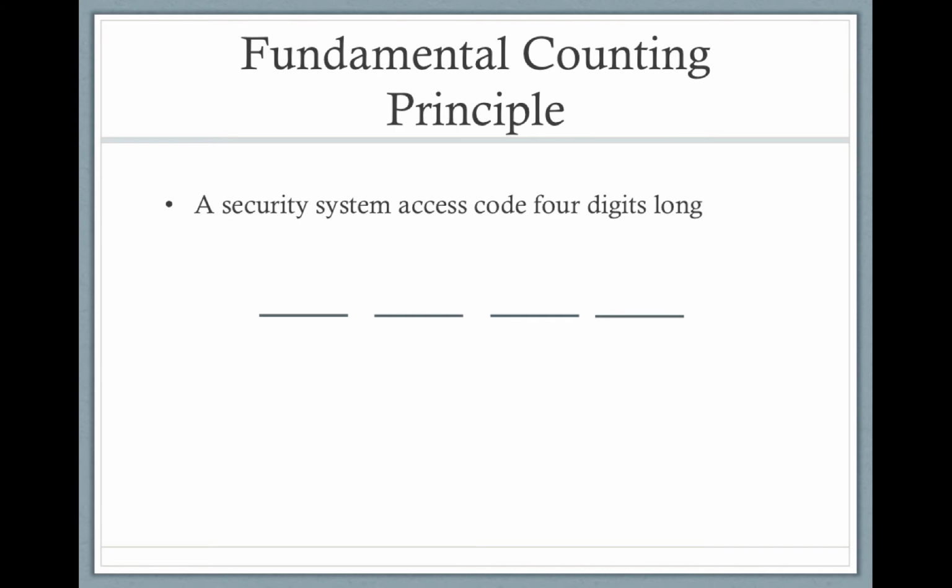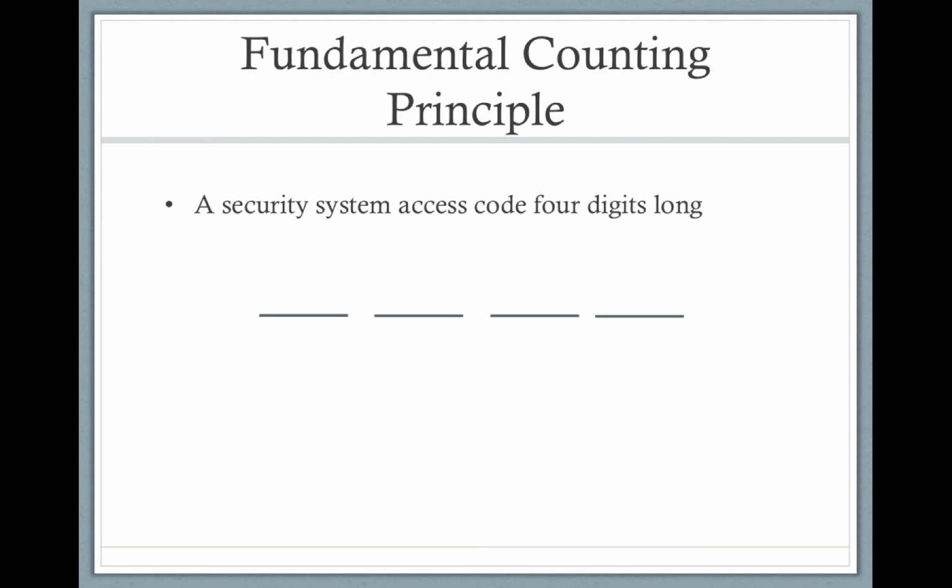All right, so let's do some more difficult examples. You'll see these appear in the homework as well as on the quiz. So, a security system access code is 4 digits long. How many possible 4-digit access codes are there?